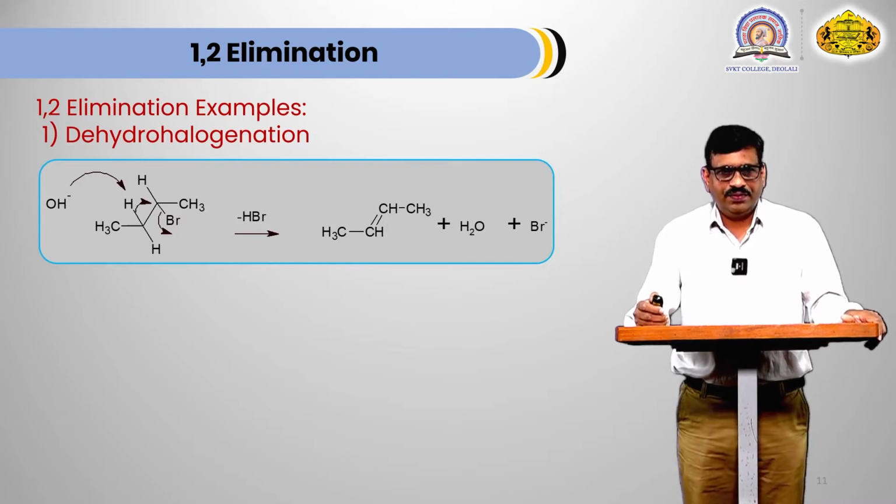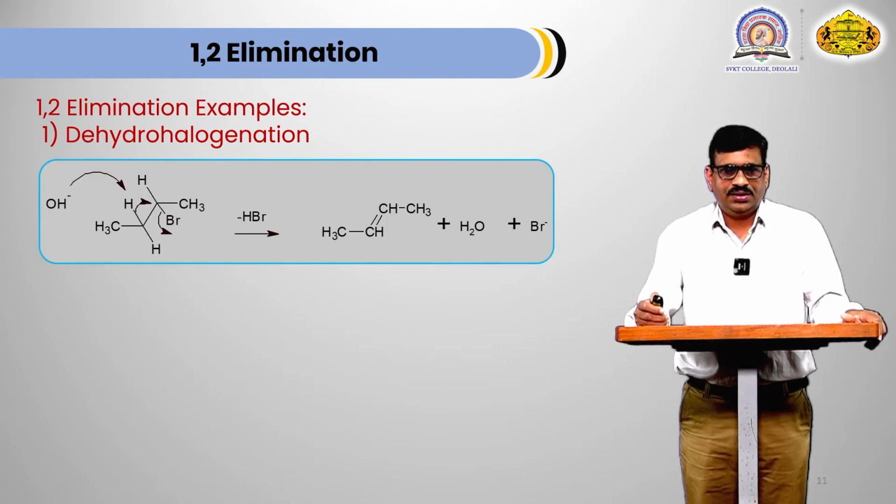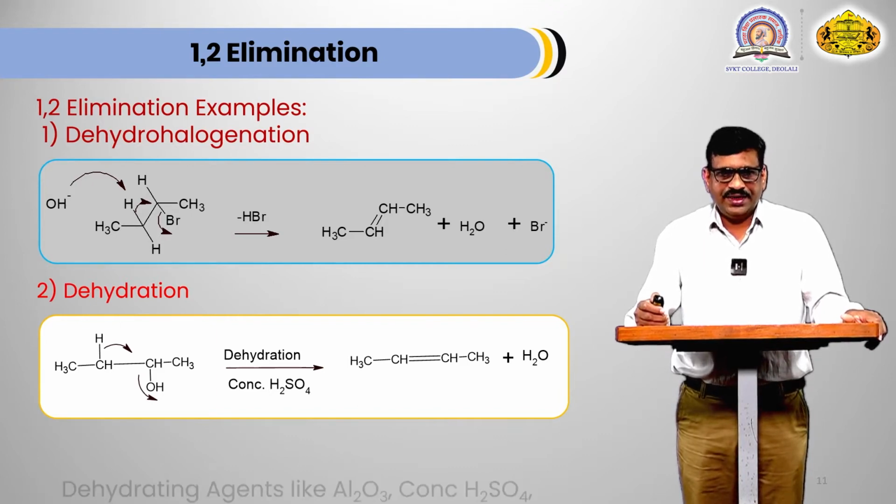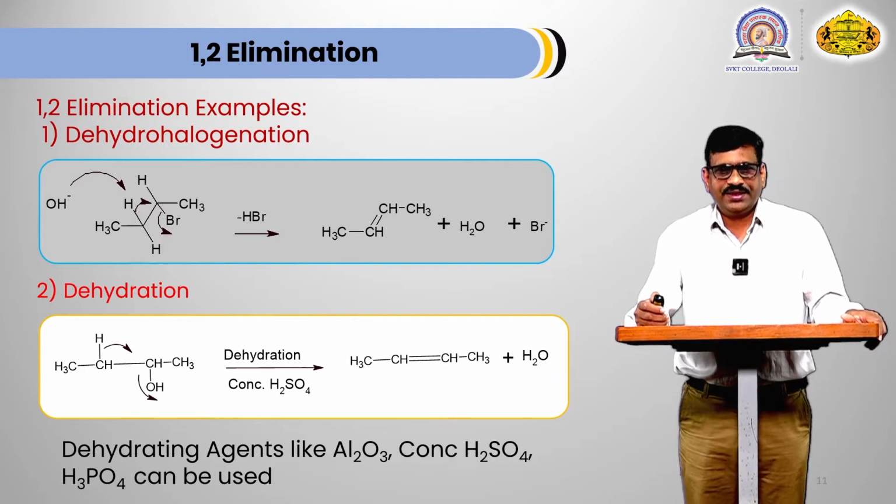This is the alkyl halide. When it is treated with alcoholic base, the base abstracts that proton, and there is elimination of HBr from the starting compound, and finally alkene is the product. In this case, 2-butene is the product which is obtained during dehydrohalogenation reaction. Second type of 1,2 elimination reaction is dehydration reaction. In dehydration, there is loss of water molecule. Dehydrating agents like concentrated sulfuric acid, Al2O3 or phosphoric acid can be used for this reaction, and overall there is elimination of H2O from the starting compound.